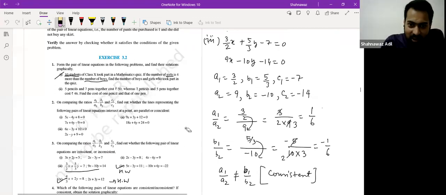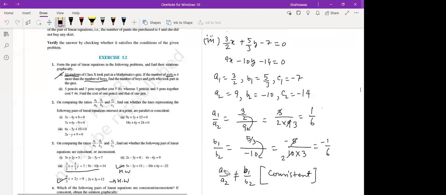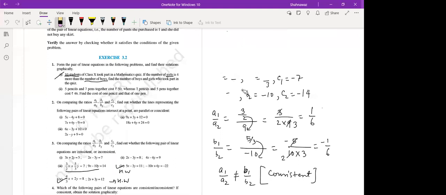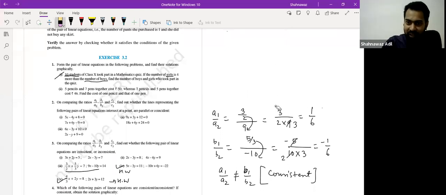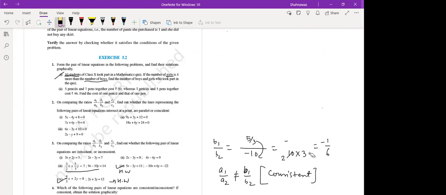Okay, so let's do the fourth question. Did you note it down, Talha? Yes, sir. And I live in Delhi. So if you guys come to Delhi, please meet me.